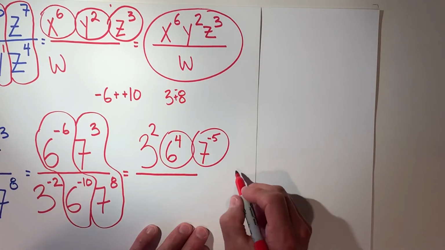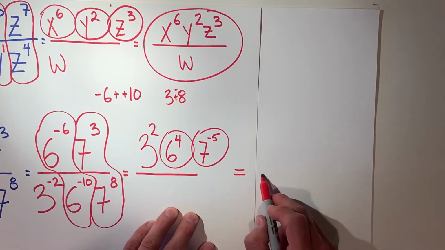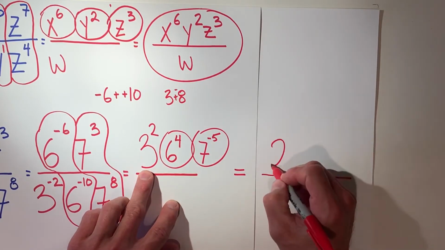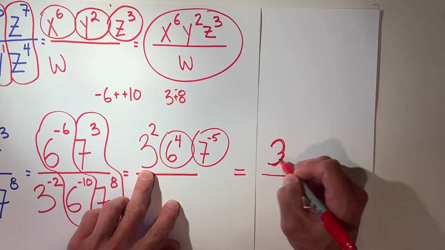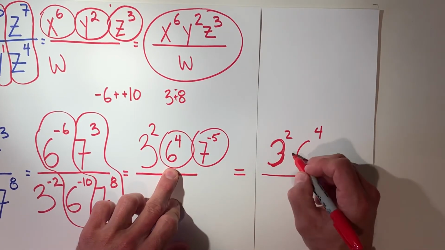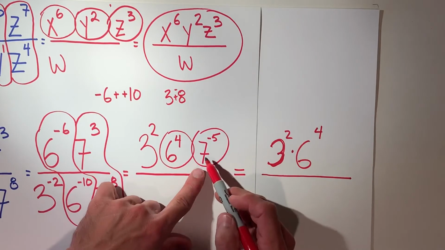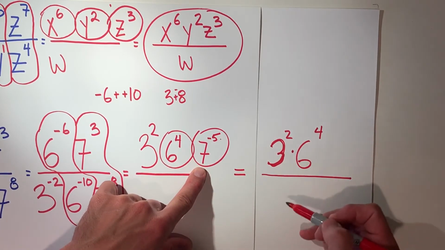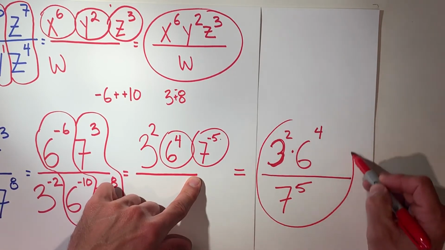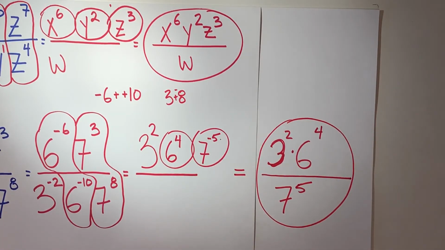So watch how I'm going to simplify this. I'm going to go ahead and create my fraction one more time. I'm going to leave 3 to the positive 2 on top. I'm going to leave 6 to the positive 4 on top with a multiply sign in between. And the 7 to the negative 5 is going to come down to the bottom and become 7 to the positive 5. And now I have myself my answer.